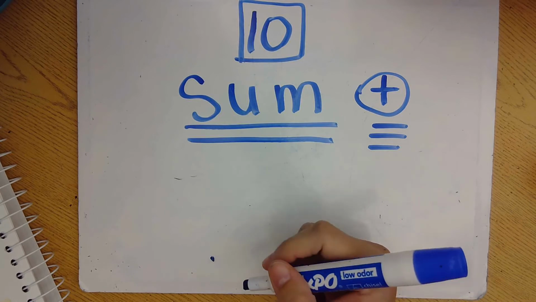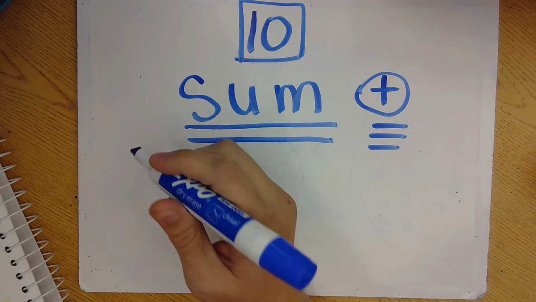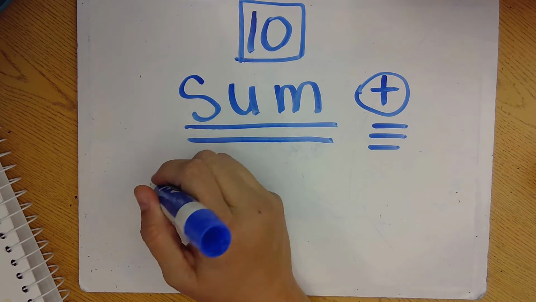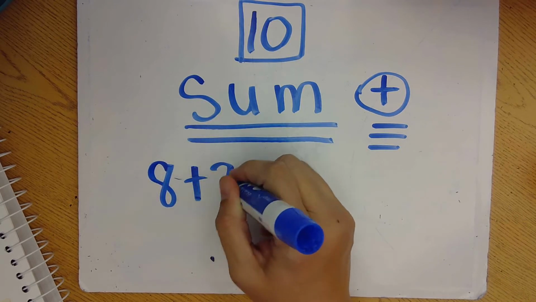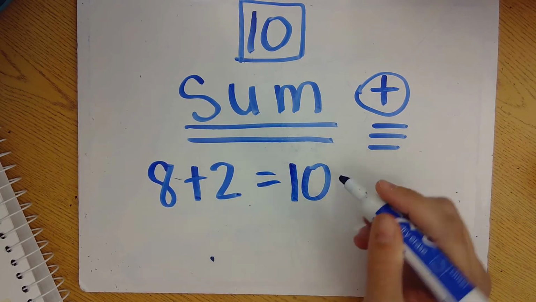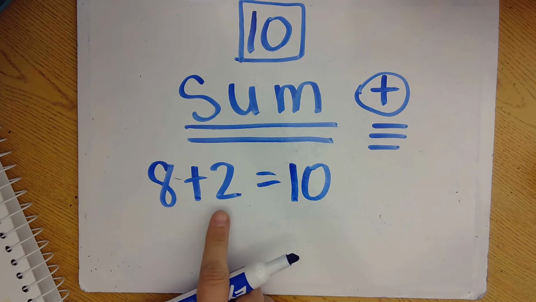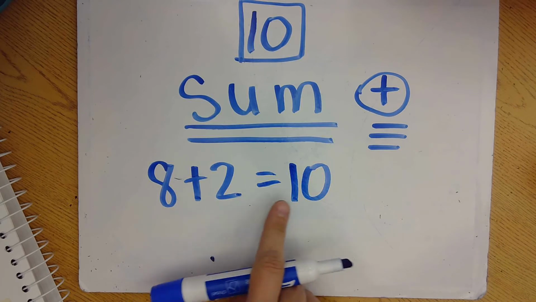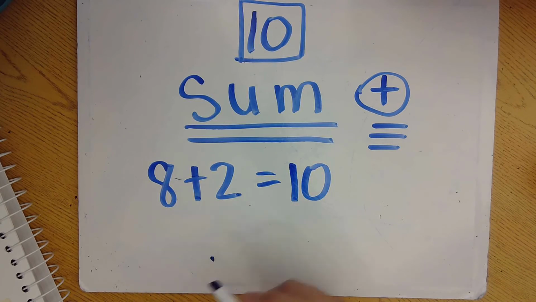Combinations are numbers that add together to make 10. So combinations of 10, we could have 8 plus 2 equals 10. I look at the first number and I think, what do I need to make the number 10? Well, I can use 2.